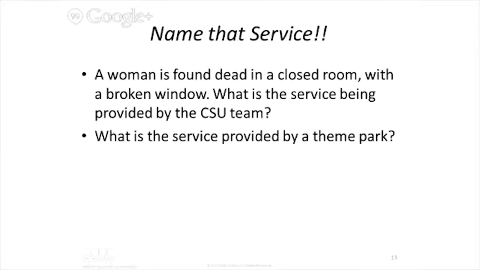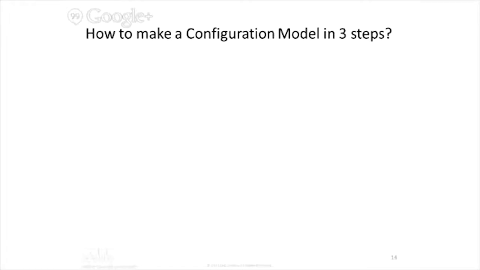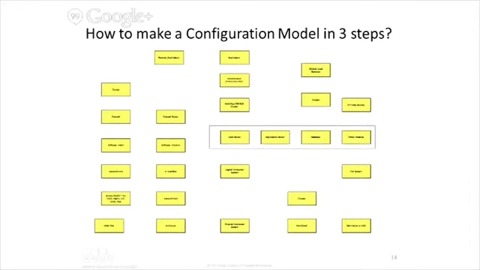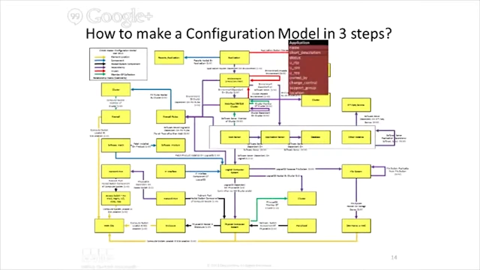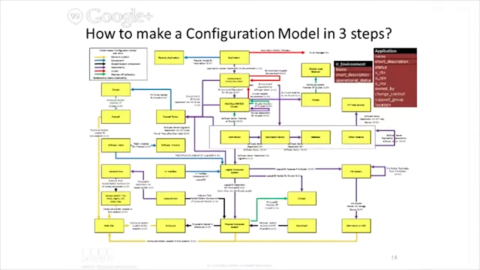So the next part of this discussion is going back to the configuration model, the CMDB part of the discussion. So how do you make a configuration model in three steps? I listed out the three steps earlier. Now we're going to put it in a view. You identify your CI classes. You identify the relationships between these CI classes. And then you identify the attributes for those individual CI classes. And that's exactly what you want to do. It's not really complicated.